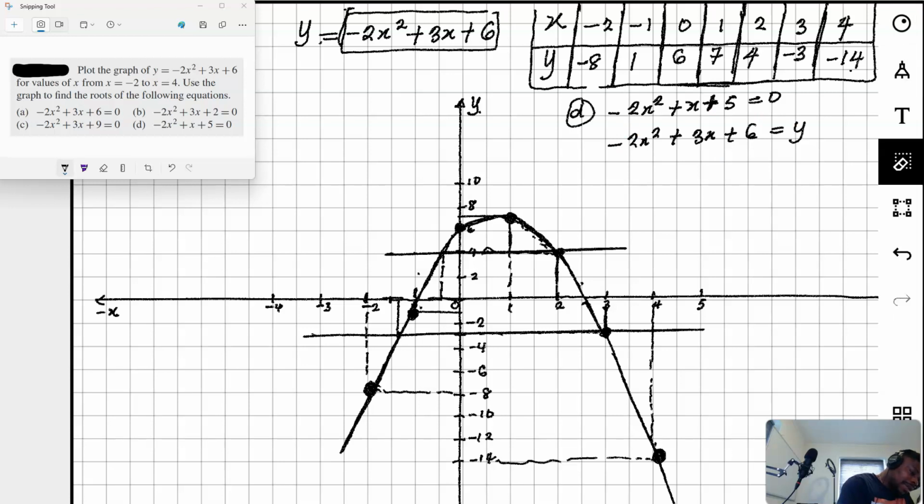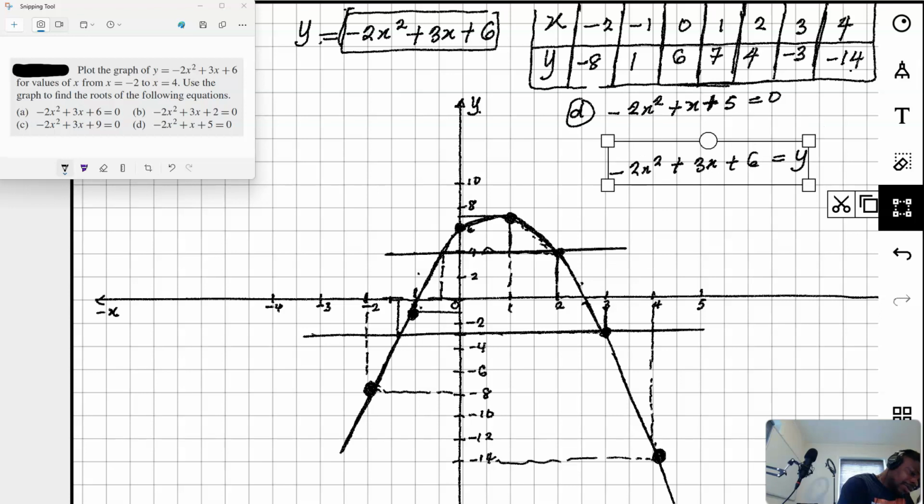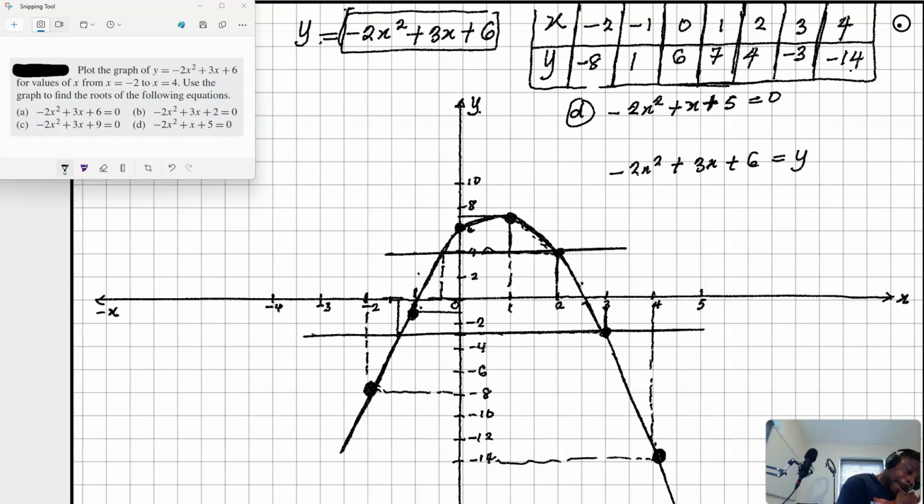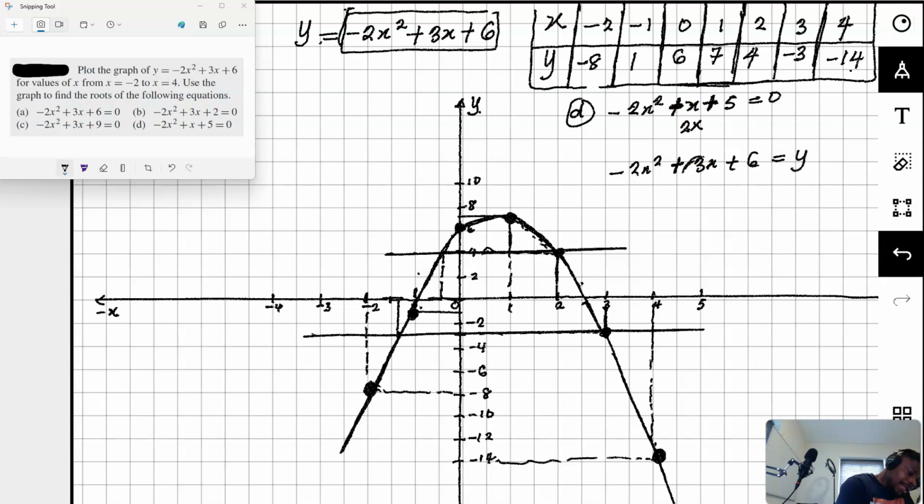So let me bring this one down so you can see what I'm about to do. Okay, so here, you can see this is plus x, while this is plus 3x. So the difference between them is 2x. Okay, so if I say plus x plus 2x, I will get plus 3x. Then another thing here is that this is plus 5 and this is plus 6. So if I add 1, I will get plus 5 plus 1, that is plus 6.